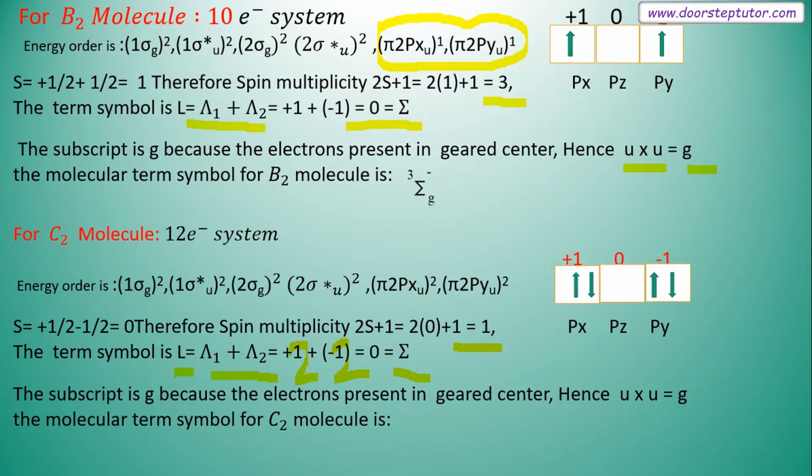Then we will move to the subscript. Here you can see the electrons are in the ungerade system only. So u into u is equal to g only. Therefore the molecular term symbol for the C2 molecule is 1 sigma g plus. This is very important. Clear, students? Right. So next we will move to another example.